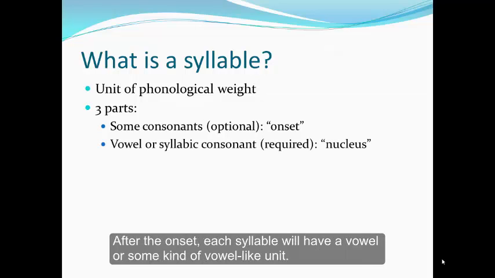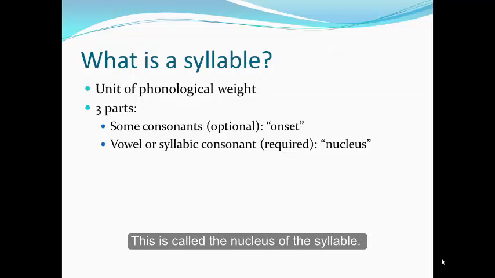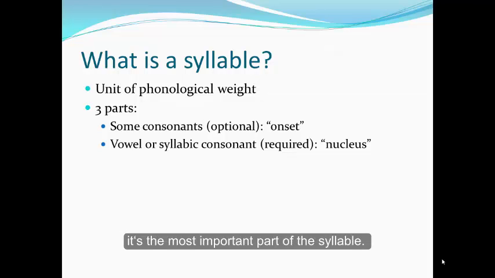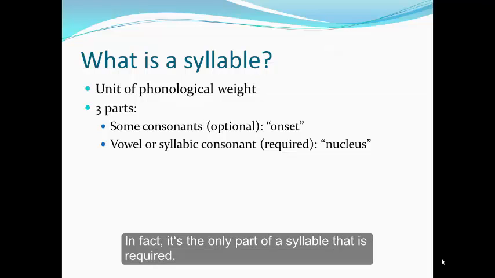After the onset, each syllable will have a vowel, or some kind of vowel-like unit. This is called the nucleus of the syllable. It's almost always the loudest part of the syllable, and as the word nucleus suggests, it's the most important part of the syllable. In fact, it's the only part of a syllable that's required. If you don't have a nucleus, then you don't have a syllable.